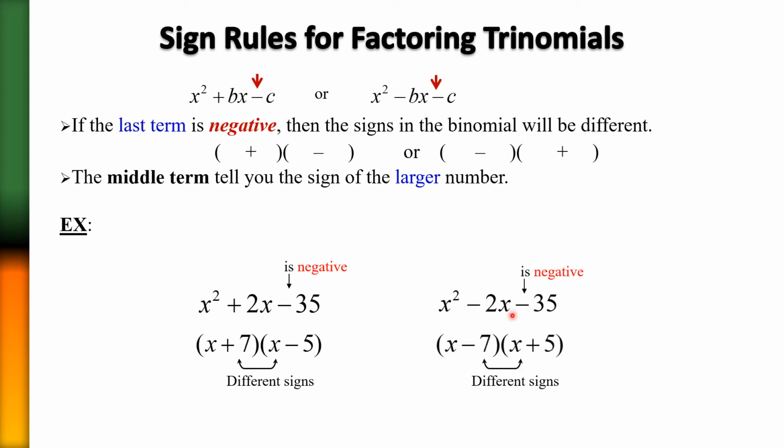Here's another scenario. Again, when the back end is a negative, that means the signs are different. The middle term tells you the sign of the larger number. This time, the 7 had to be negative because the middle term indicated that it's going to be a negative, which means by default, the smaller number this time is going to be a positive.